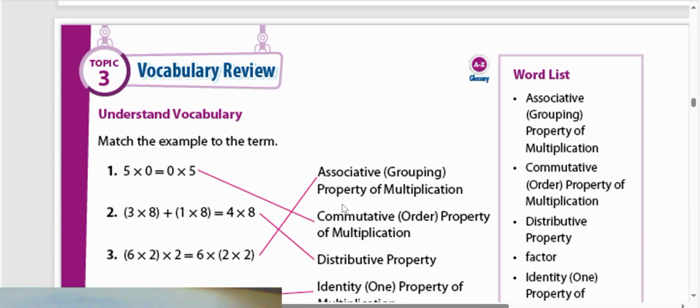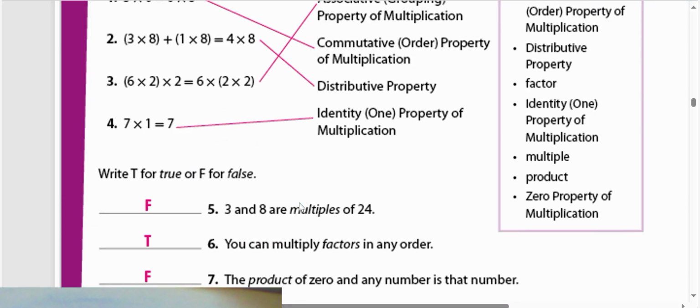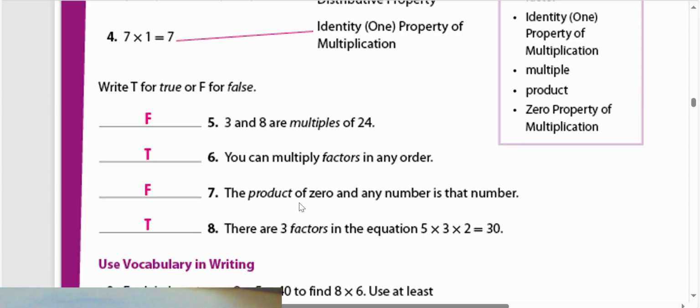Students, review all the questions on the properties. We have here the commutative property of multiplication, where the order doesn't matter. We have here the distributive property: 3 times 8 plus 1 times 8 equals 4 times 8. We're using the distributive property. And 6 times 2 times 2 equals 6 times 2 times 2 is the associative property, the grouping property of multiplication. 7 times 1 equals 7 is the identity property of multiplication. Right, true or false.